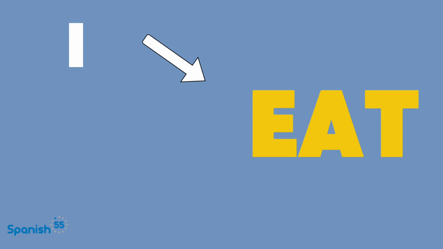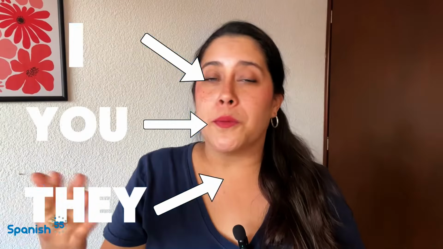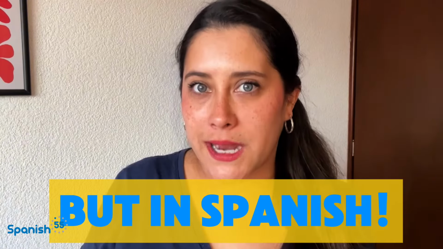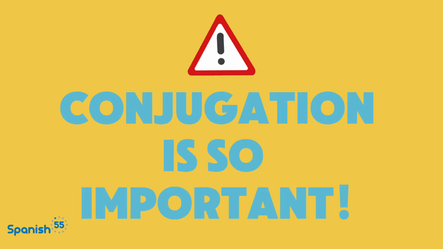In English, we don't do this as much. We say I eat, you eat, they eat. The verb stays the same. But in Spanish, it's a bit different. In Spanish, the verb tells us who's doing the action. So we don't always have to say yo, I, or ella, she. That's why conjugation is so important.